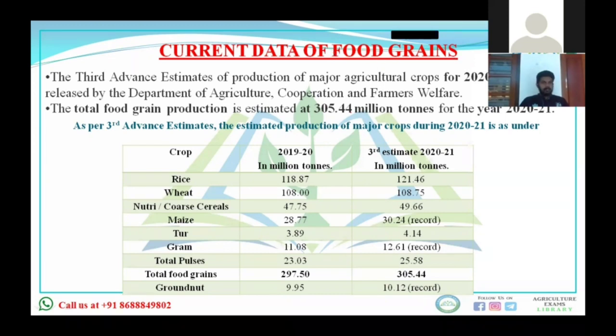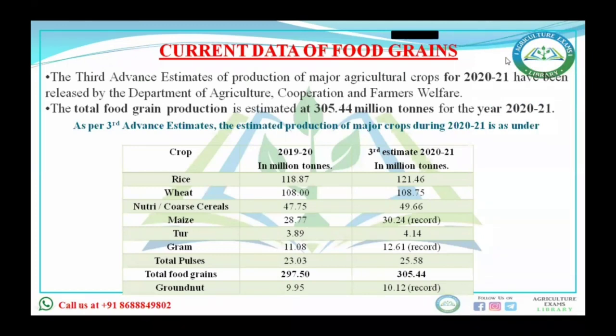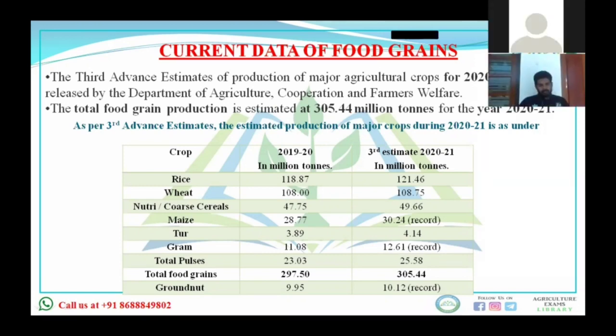Now let's start. See, the third advanced estimate of production of major agricultural crops for 2020-21 has been released by the Department of Agriculture, Cooperation and Farmers Welfare. You'll get the data of the fourth advanced estimate also, but that will be updated in the notes. But for now, we are studying the third advanced estimate, as well as the final production data of 2019-20, the final production data of the horticulture crops, and the first advanced estimate of 2020-21 of the horticulture crops.